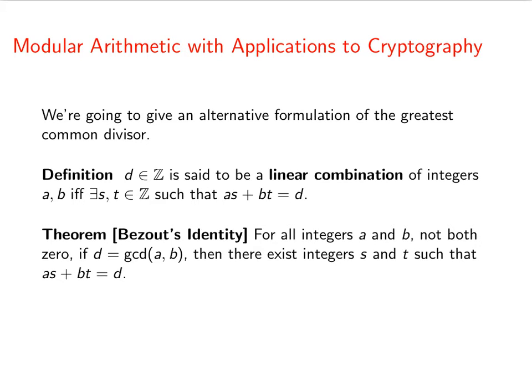All right, now here's the alternative formulation of the GCD, and this is called Bezout's identity. It says that for all integers a and b, and again, when we define the greatest common divisor, we have to have that a and b are not both 0. One of them can be 0, but not both. So if d is equal to GCD of a and b, then there exist integers s and t such that as plus bt is equal to d. Now we're going to prove Bezout's identity.